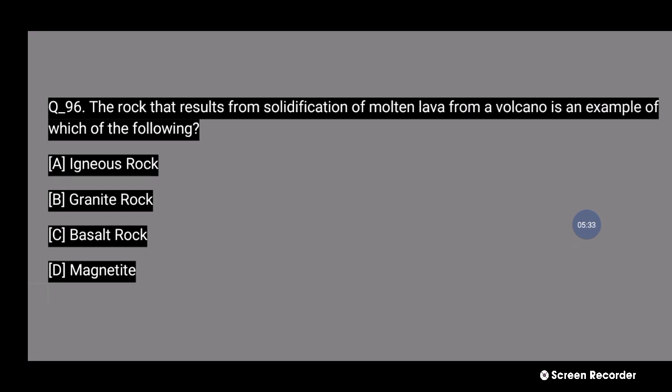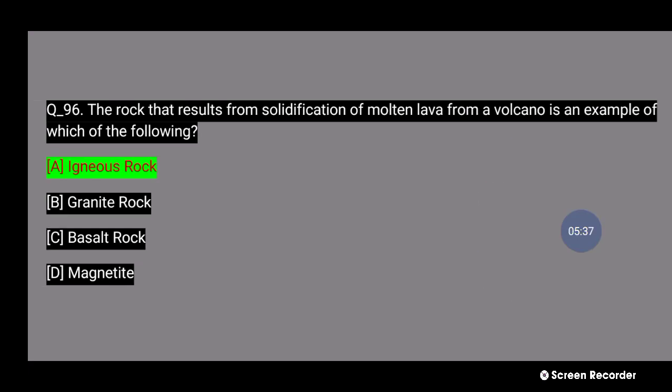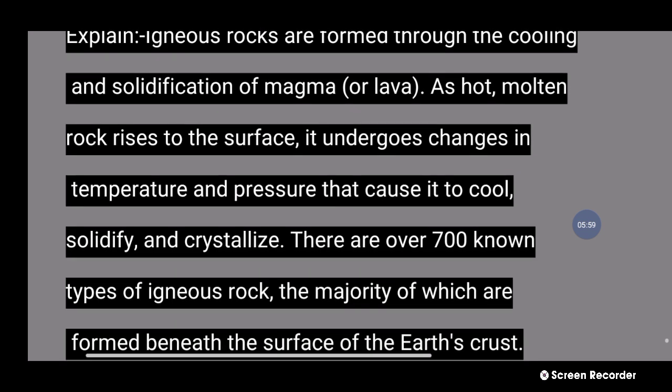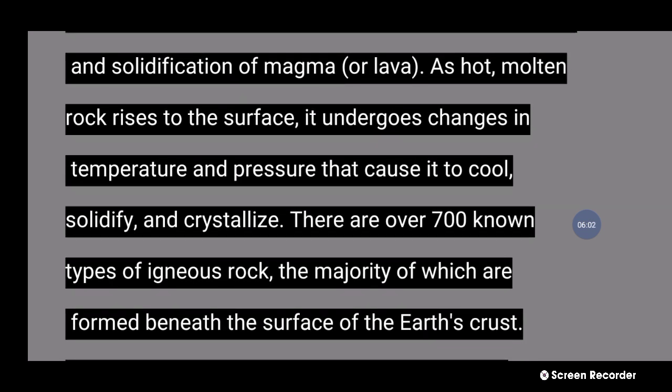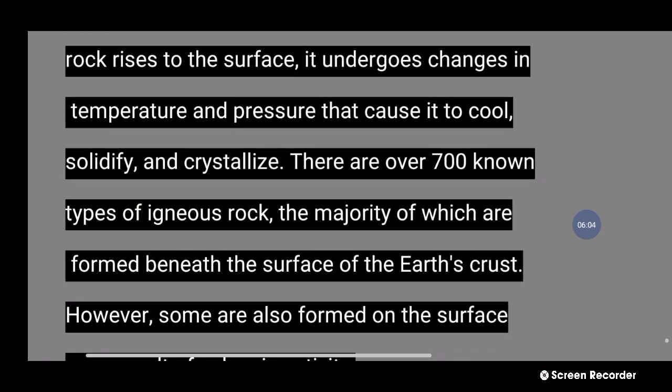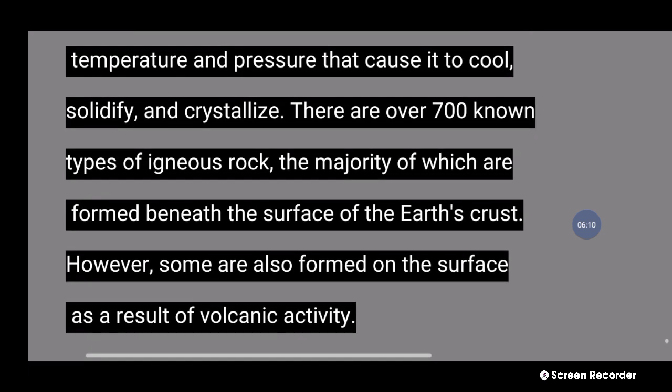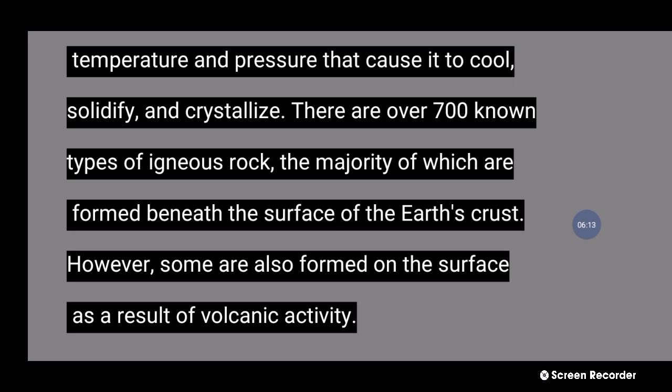Number A, igneous rock. 96 number question. Explain igneous rock: it forms through the process of cooling and solidification of magma or lava. As hot, molten rock rises to the surface, it undergoes changes in temperature and pressure that cause it to cool, solidify, and crystallize. There are over 700 known types of igneous rock, the majority of which form beneath the surface of the earth's crust. However, some also form on the surface as a result of volcanic activity.